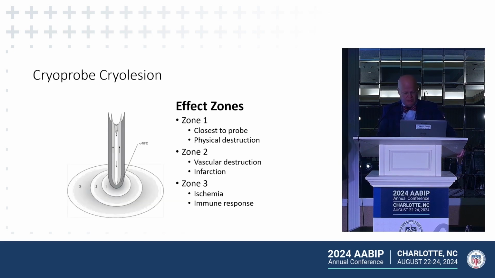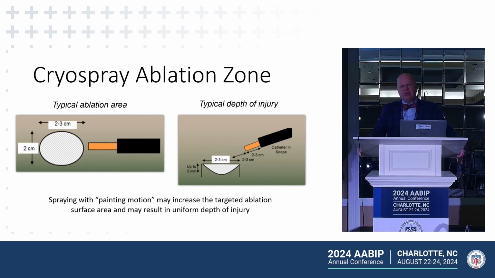I'm going to skip that. And then we'll just talk about the ablation zone. Whenever you have this spray that comes out, I call it the rule of twos. Your catheter's 2 centimeters out, you're about 2 centimeters away from the lesion, and you're going to get about a 2 centimeter surface area if you hold really still. But by moving or painting back and forth, you can really equalize the amount and depth of injury. If you stay just on one spot, you'll go deeper. If you move it back and forth, you'll have a more uniform distribution.